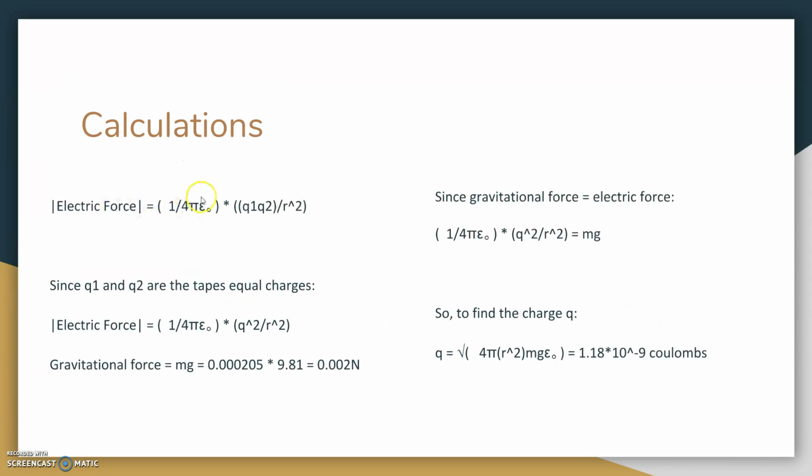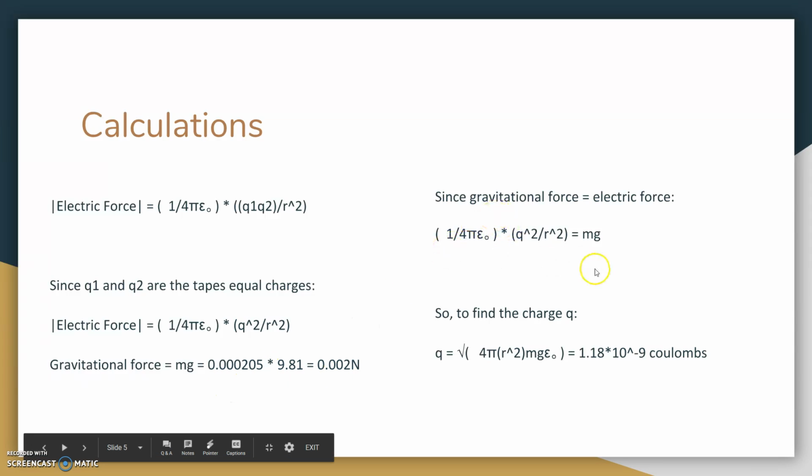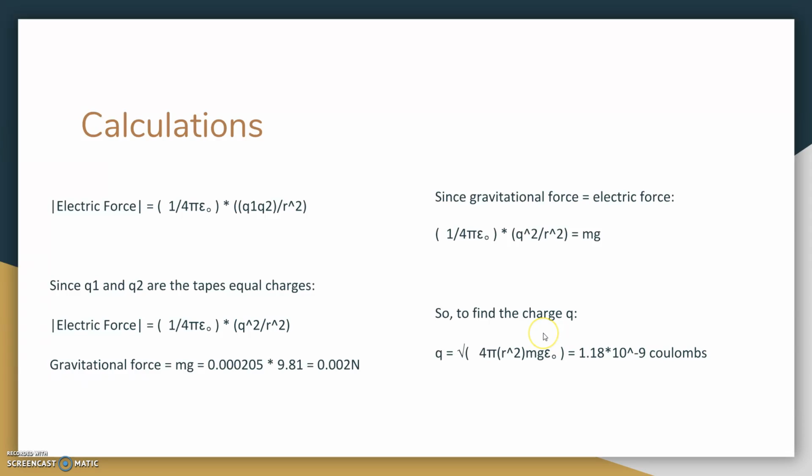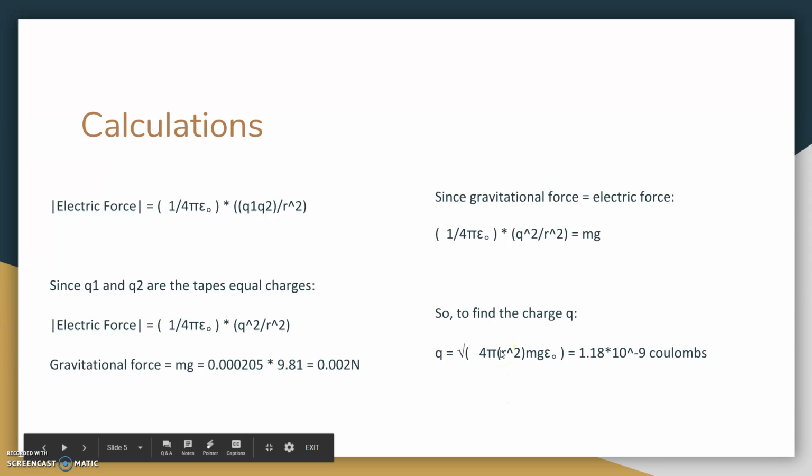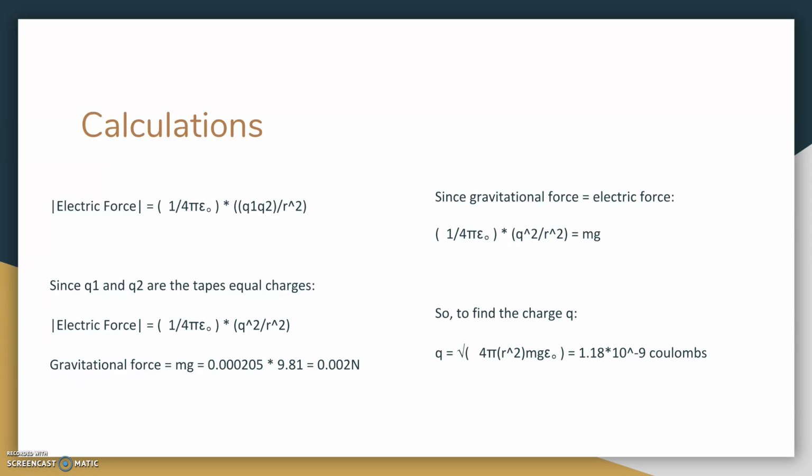So my calculations are here to find the electric force and charge of the tape. The electric force is given here from Coulomb's law. However, since we know the two U-tapes had the same charge, I just rewrote it as Q squared instead of Q1 and Q2. And then to find the gravitational force, we knew it was the mass of the tape times gravity, so I rewrote that there. And then I plugged it all in terms of Q to find the charge of the tape. Once I plugged in all the numbers that I had so far, I found that Q, or the charge of the tape, was 1.18 times 10 to the negative 9th coulombs.